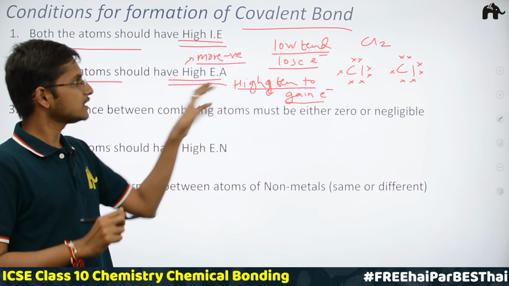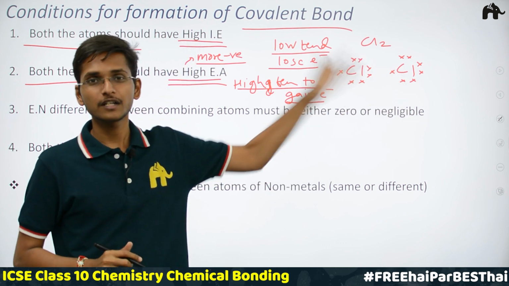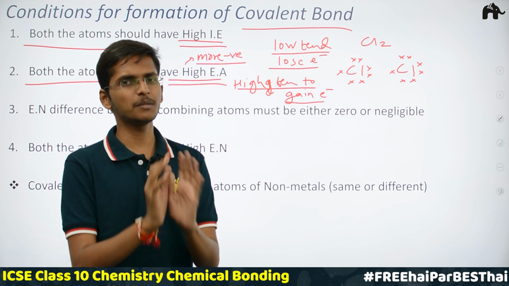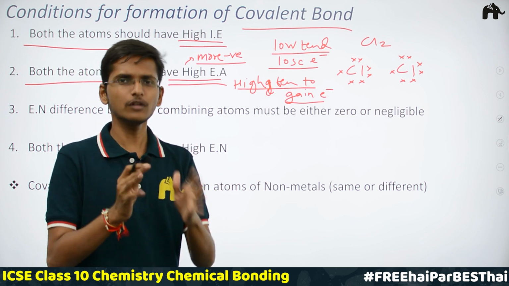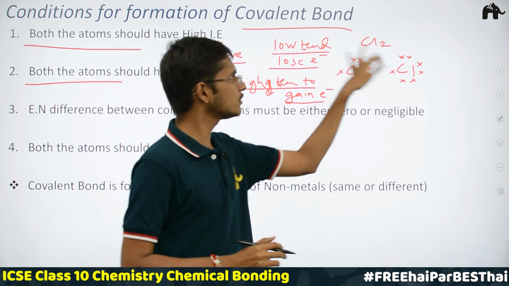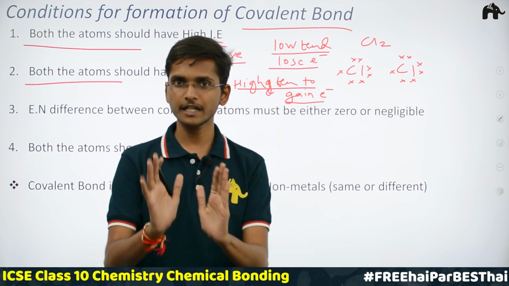Now we know that what they do is share the electrons. Here the transfer of an electron is nearly impossible. They are not at all willing to give up the electron. So if they are not willing to give up the electron, the electron cannot be transferred from one atom to another atom, correct?